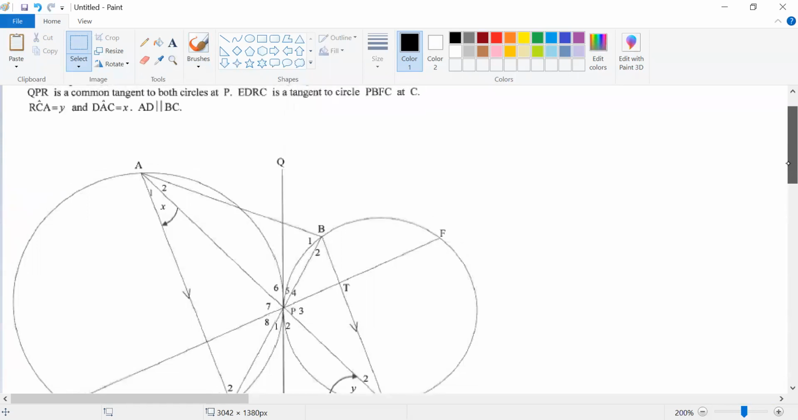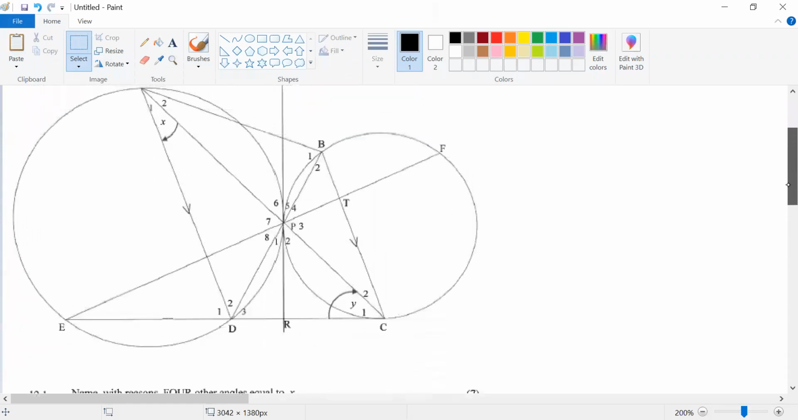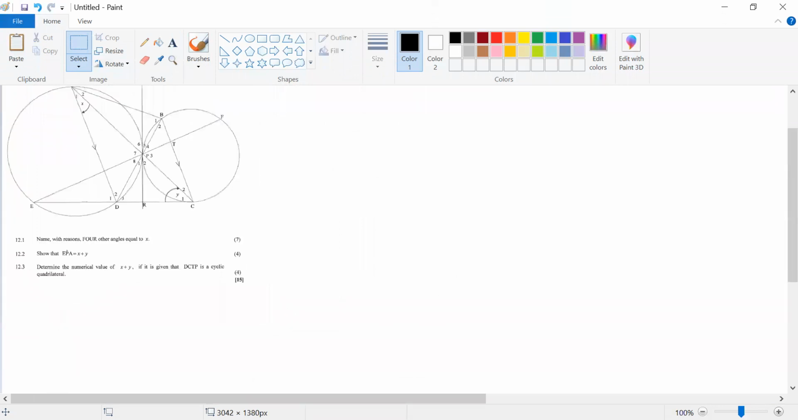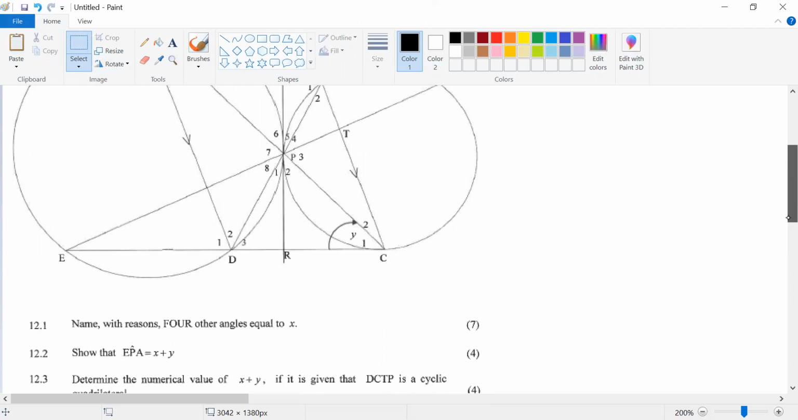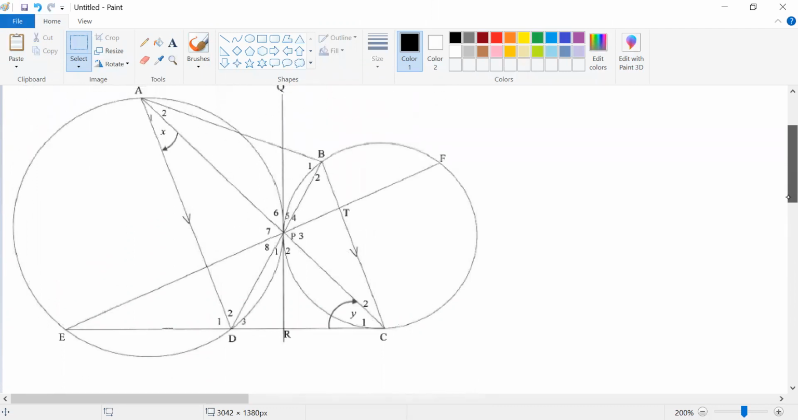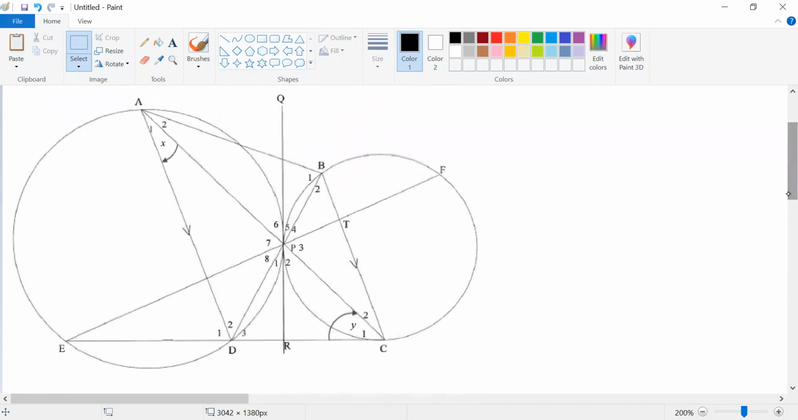And then they give us a set of parallel sides. So using all of that information, we need to find a way to name 4 other angles equal to X. So let's look at our diagram and find where X is and if we can find anything else equal to X. So X is found right here. So for 12.1, we need to find 4 other things equal to X.